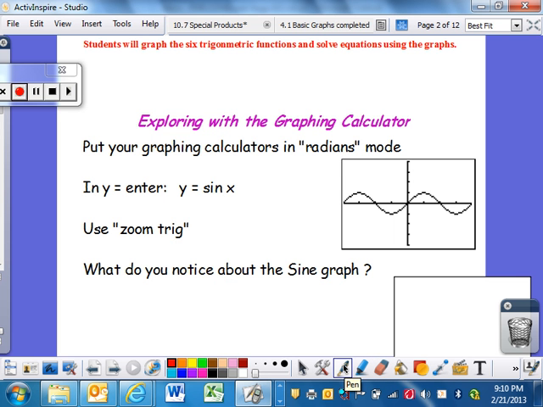If we have a wave, we know it repeats, and we also know that if we look at the range, the values of y on this axis, it's between 1 and -1. So we know our range is between -1 and 1.